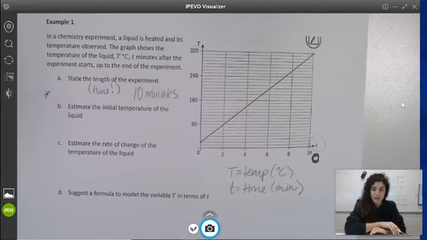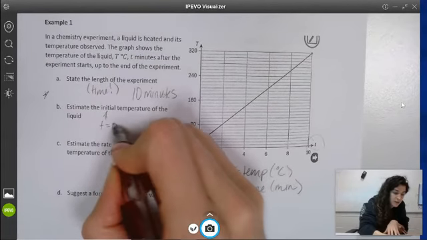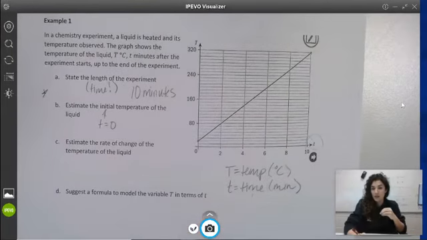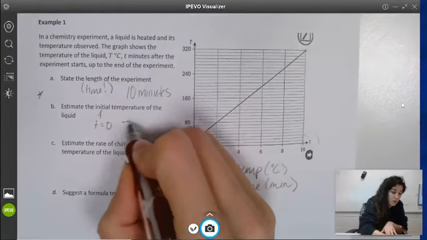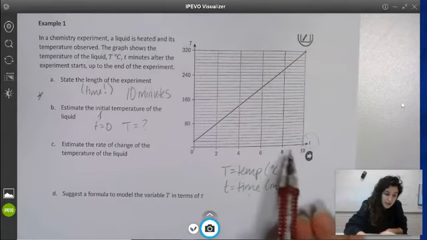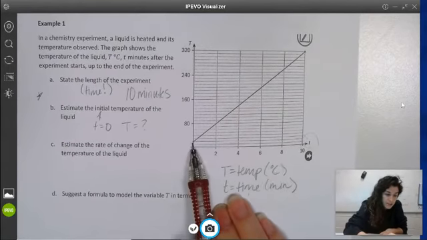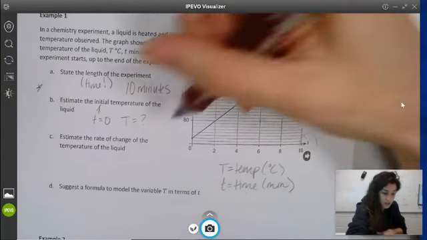Okay. Estimate the initial temperature of the liquid. Initial always means at the beginning. Initial always means time equals 0. That's what it's telling you when it says initial. So it says, hey, when time equals 0, what is the temperature? So you look at your graph. Time equals 0. My temperature is right here. Units of measurement can be tricky sometimes.